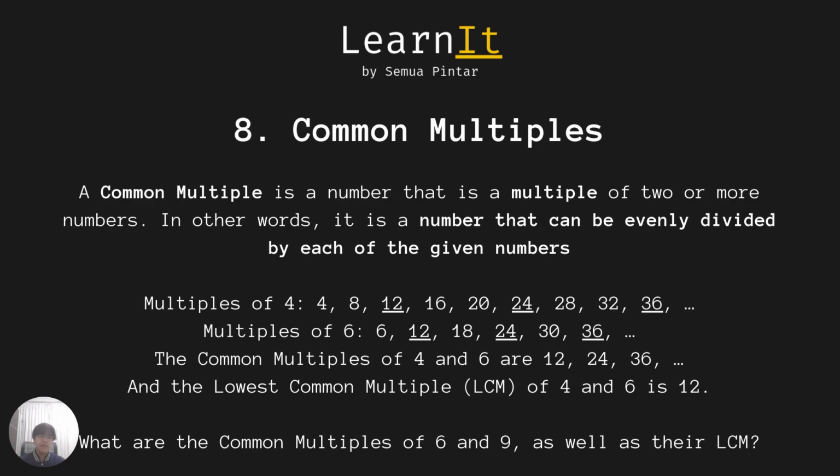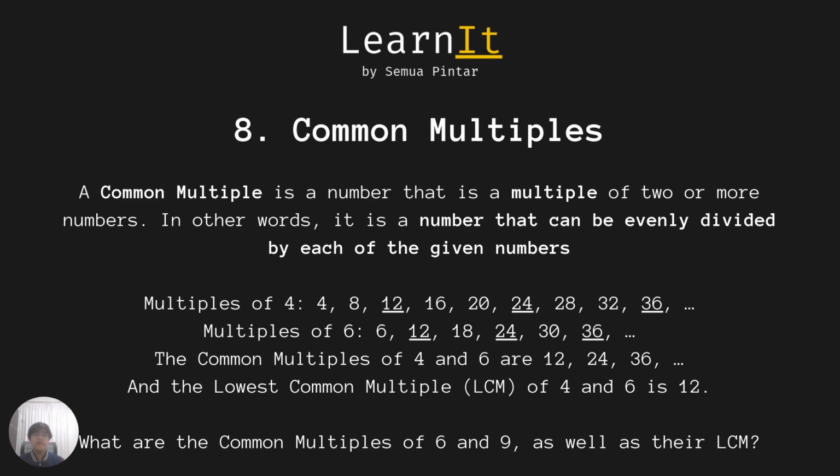Next is common multiples, where the word common means the same thing as common factors. However, in this case, it is a number that is a multiple of two or more numbers. For the previous case, it was factors, and in this case, it's multiples. In other words, it is a number that can be divided by each of the given numbers.